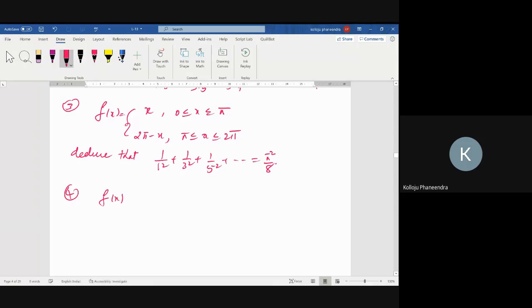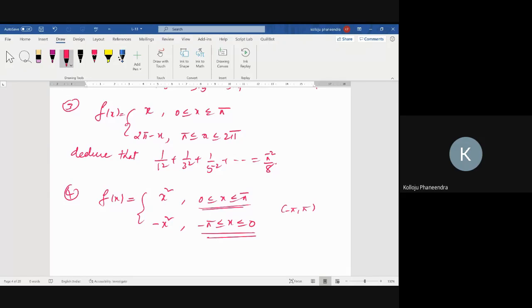Fourth one. F of x equal to x square for 0 less than or equal to x less than or equal to pi, and minus x square for minus pi less than or equal to x less than or equal to 0. See this problem? Here the minus pi to 0 is given here and 0 to pi is given here. So what is the complete interval? Minus pi to pi. Okay. And next, change of interval is there.